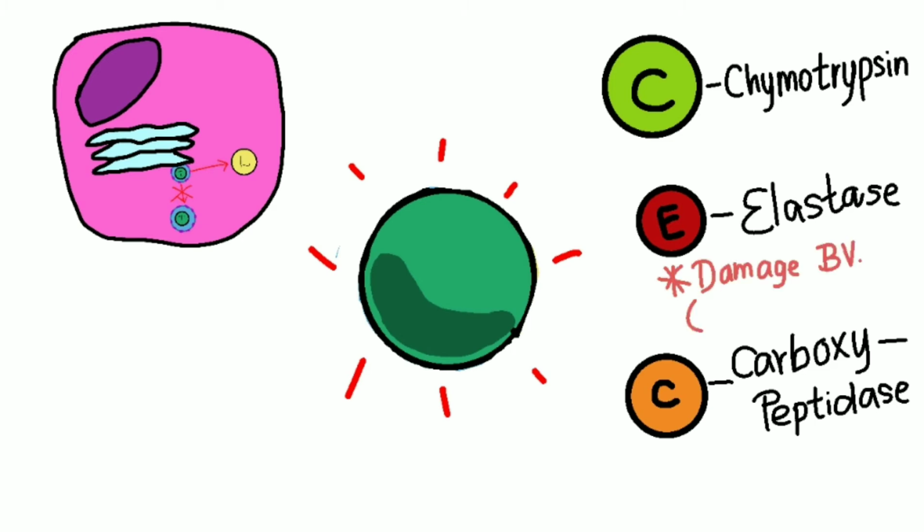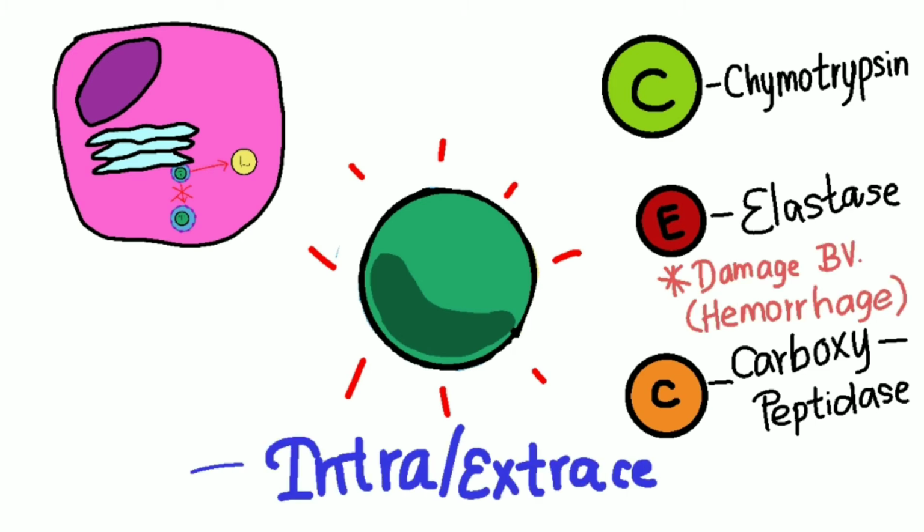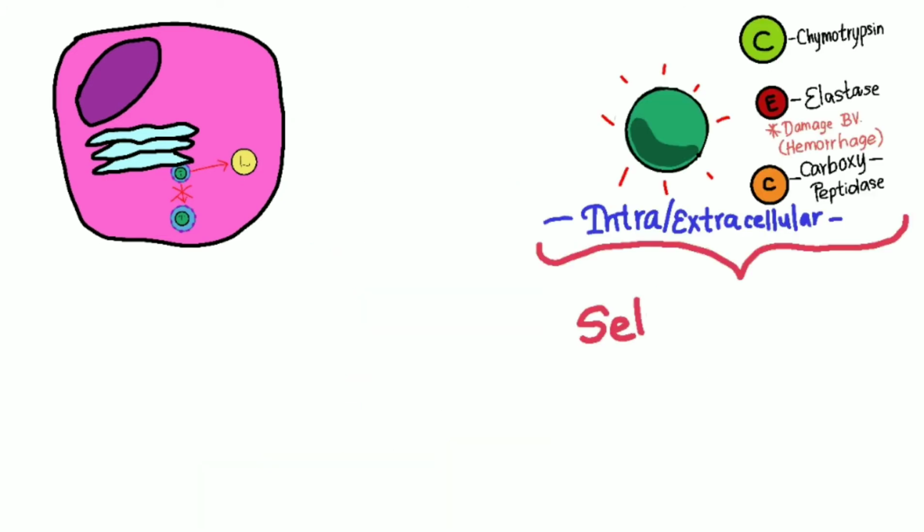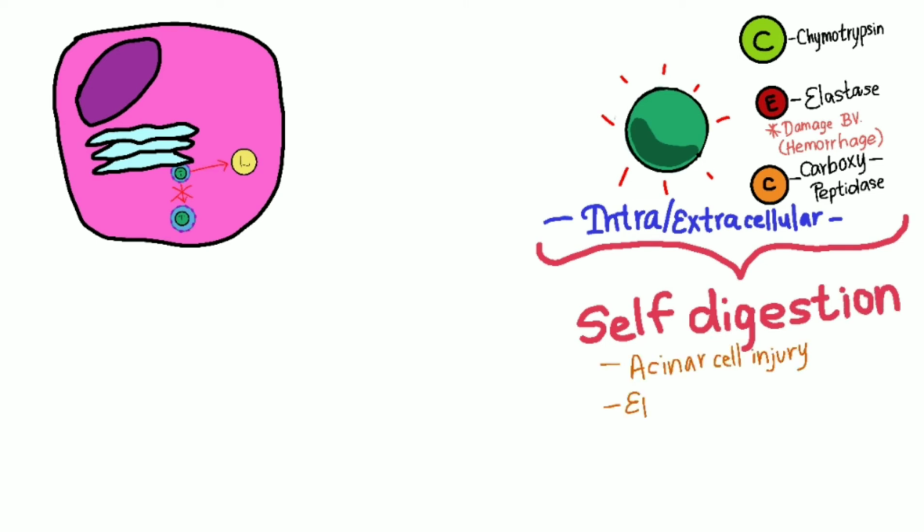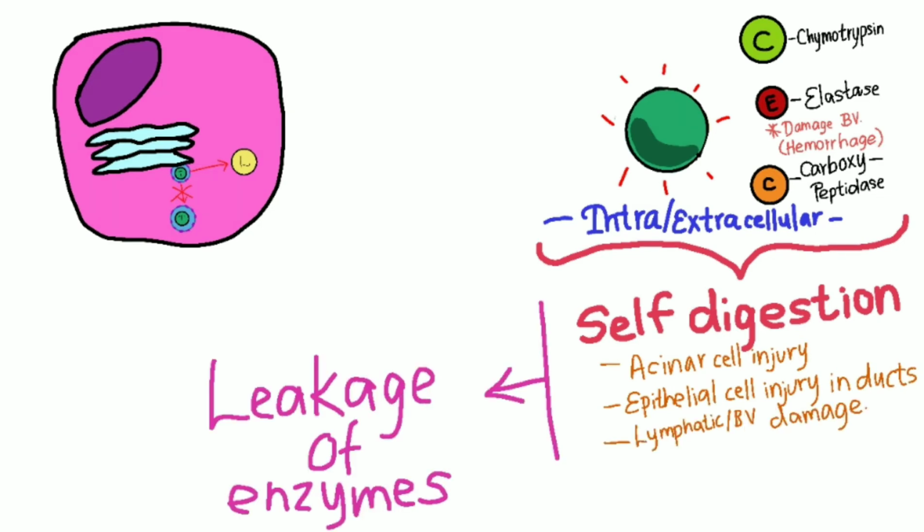The presence of elastase can cause damage to the blood vessels. This can happen both intracellularly and extracellularly. All this leads to the self-digestion of the pancreas. This also includes acinar cell injury, epithelial cell injury in the duct, lymphatic injury, and blood vessel damage, causing leakage of the digestive juices.